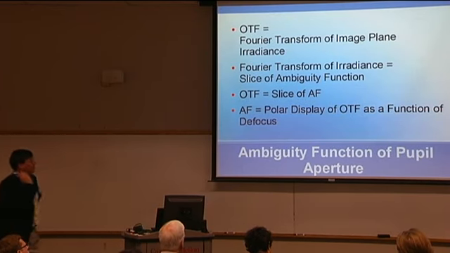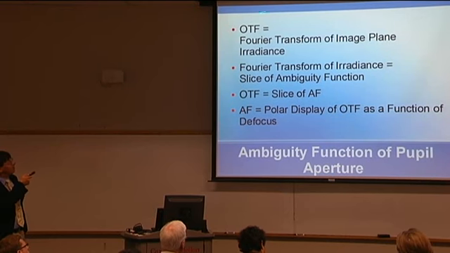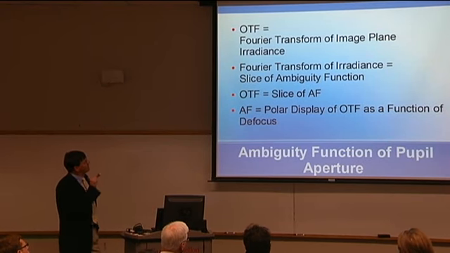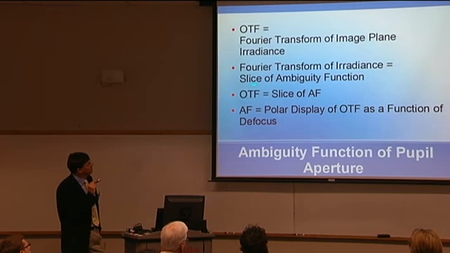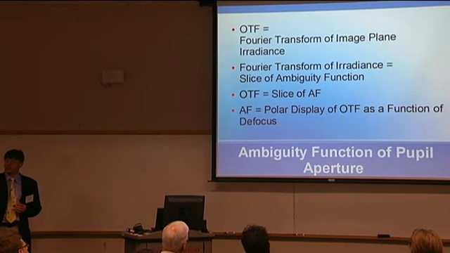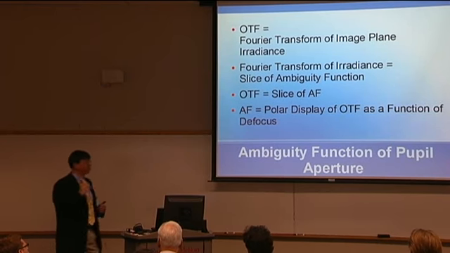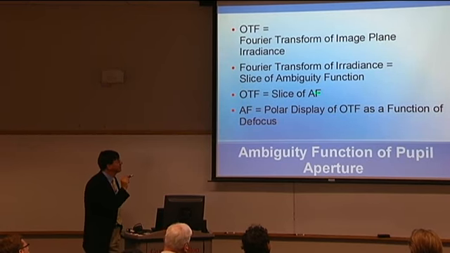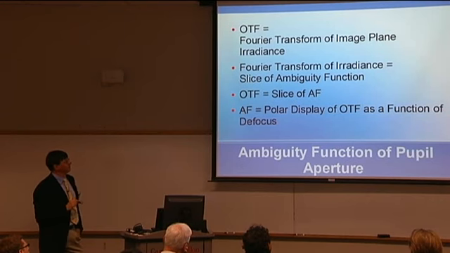And here is what we have to remember. The OTF is really the Fourier transform of the image plane irradiance. And at the same time, the Fourier transform of the irradiance is a slice of the ambiguity function. That's where we take from phase-space tomography. That's where we make use of this. And this means simply that the OTF is a slice of the ambiguity function.